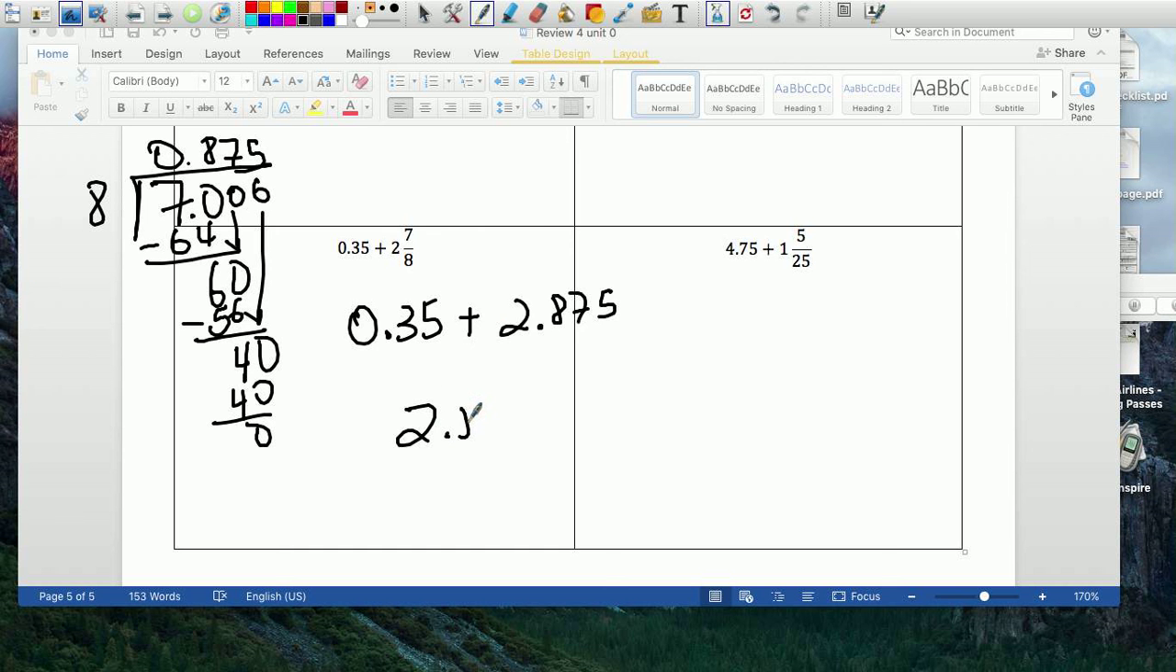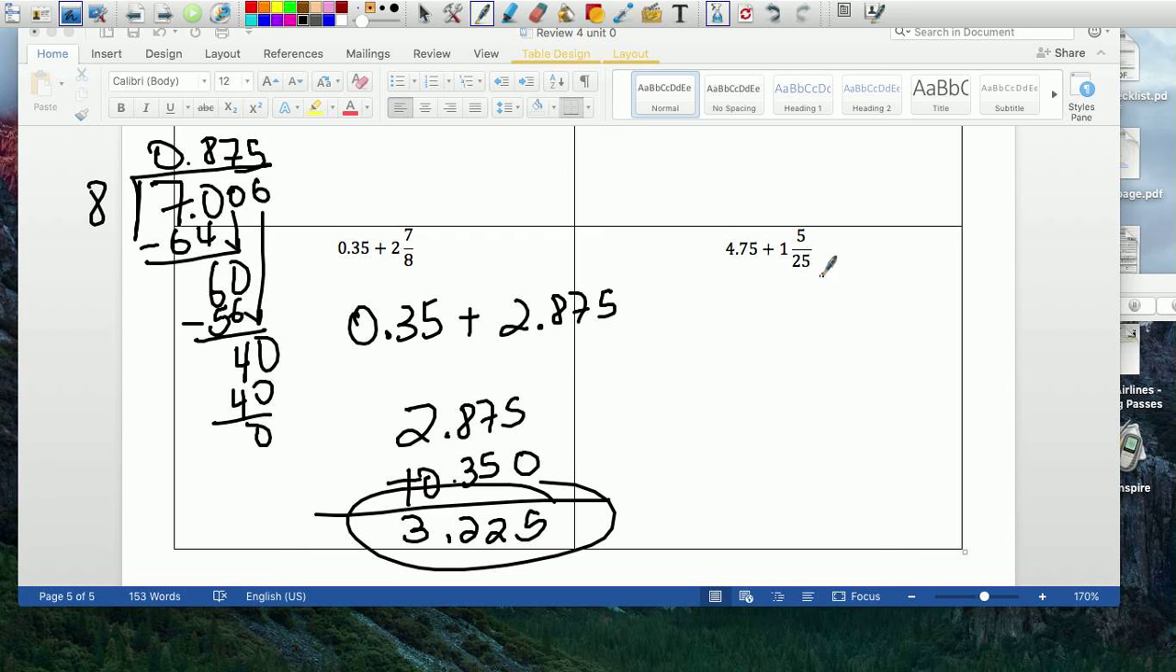2.875 plus 0.35. I'll put this as a placeholder. 5, 12, 12 again, 3.225. That would have been your answer if you changed everything to a decimal. Okay, so there are advantages of doing this.